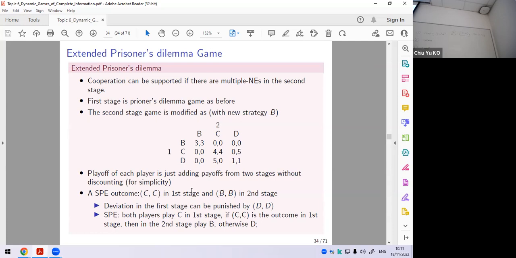And if people are patient enough, getting 3 and 4 is better than getting 5 and 1. So if you're good, you continue, you get 4 plus 3 times delta. If you are nasty, then you get this one, right? As long as delta is big enough, the first one is bigger than the second one. That is this idea of carrot and stick. If you do a good thing, you get a carrot. Otherwise, you get a stick. In this case, you can support a good outcome by reward and punishment.